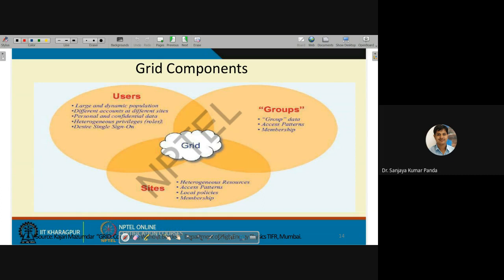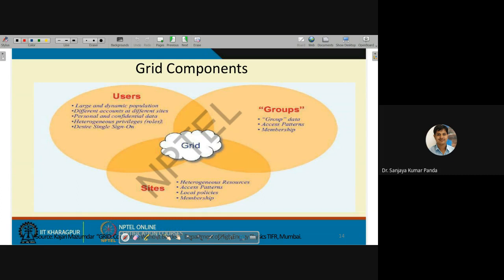It may be large and dynamic populations, right? Like if you go for a cloud simulator called Cloud Analyst, in that tool you will see there is a user base. User base means we have a set of users, and each and every individual user has a set of requests, right? So we call that large and dynamic populations. Anybody can participate, anybody can leave, anybody can join the network.